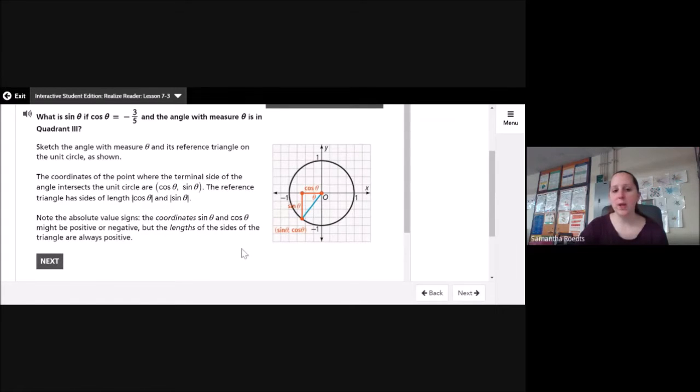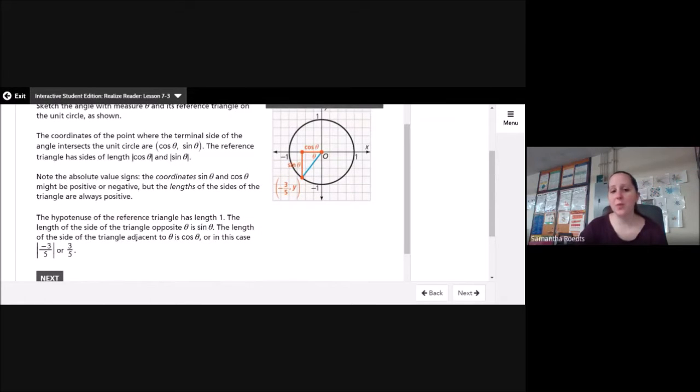The coordinates of the points where the terminal side of the angle intersects the unit circle are cosine theta, sine theta. The reference triangle has side lengths of the absolute value of cosine theta and the absolute value of sine theta. Note the absolute value signs. The coordinates sine theta and cosine theta might be positive or negative, but the lengths of the sides of the triangle are always positive.